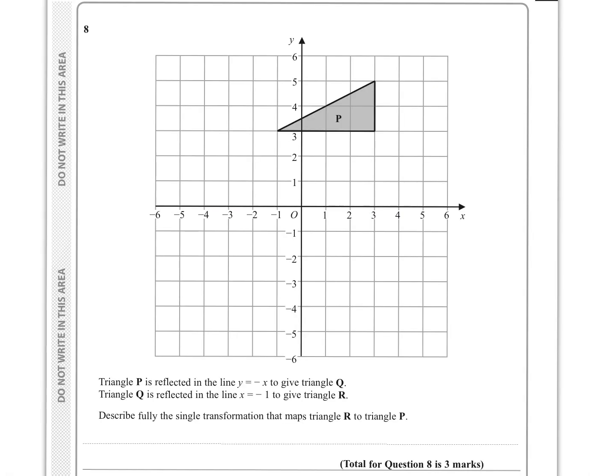Question 8. Triangle P is reflected in the line y equals minus x to give triangle Q. Well, the line y equals minus x goes through these points. So if I do that first, let's have a look. So that's our line y equals minus x.